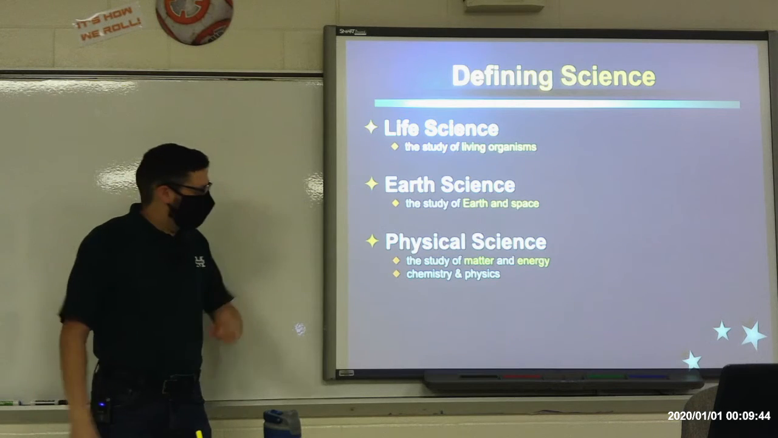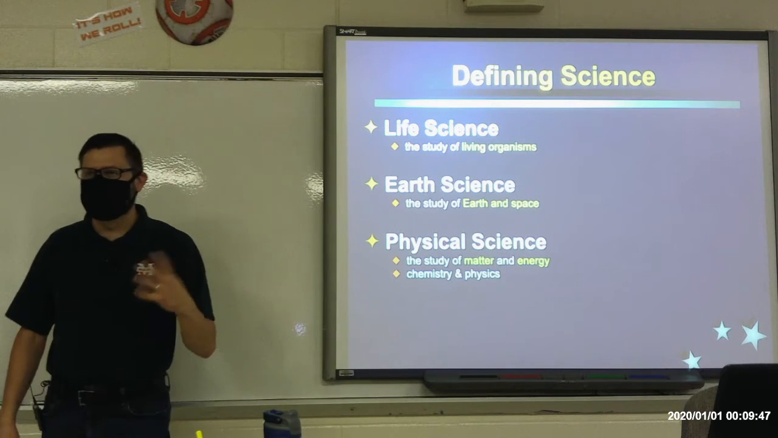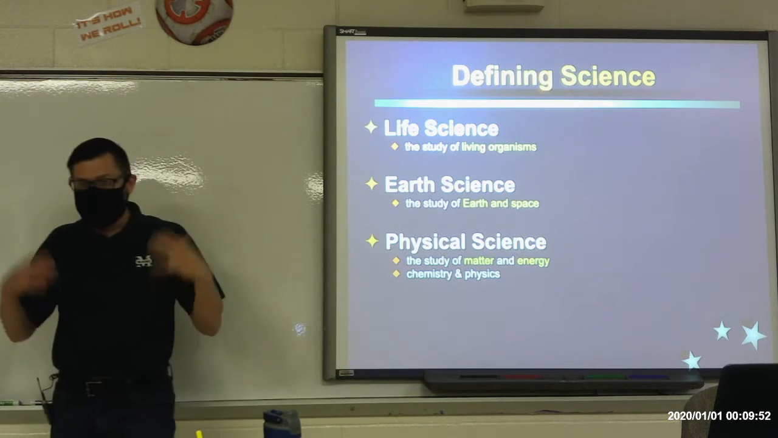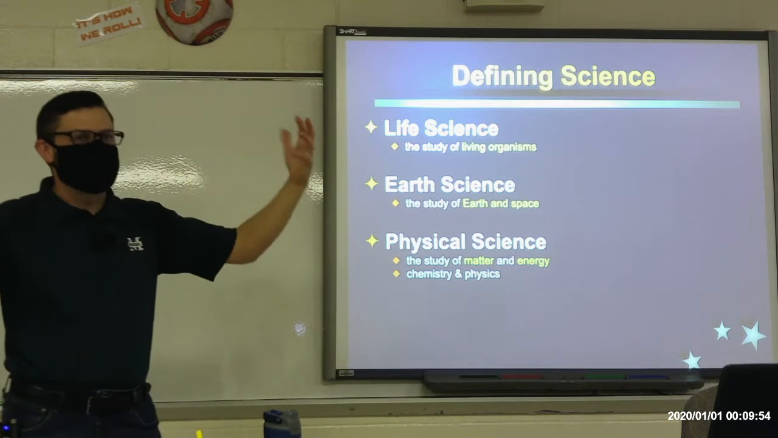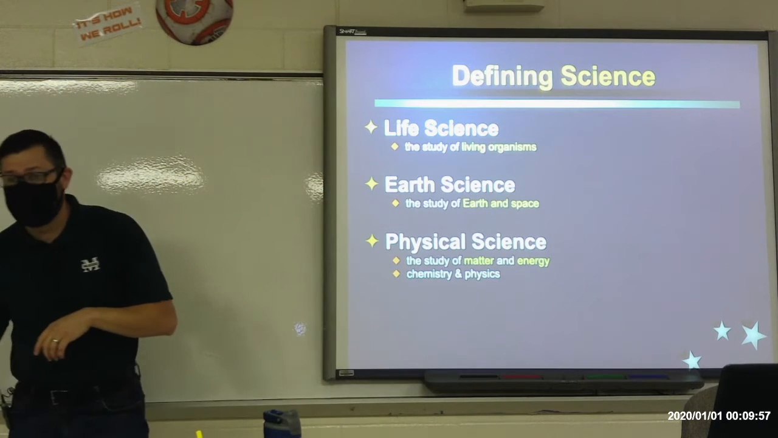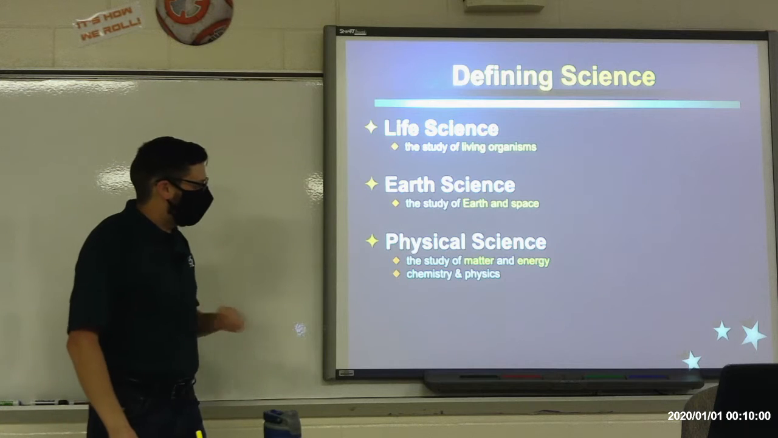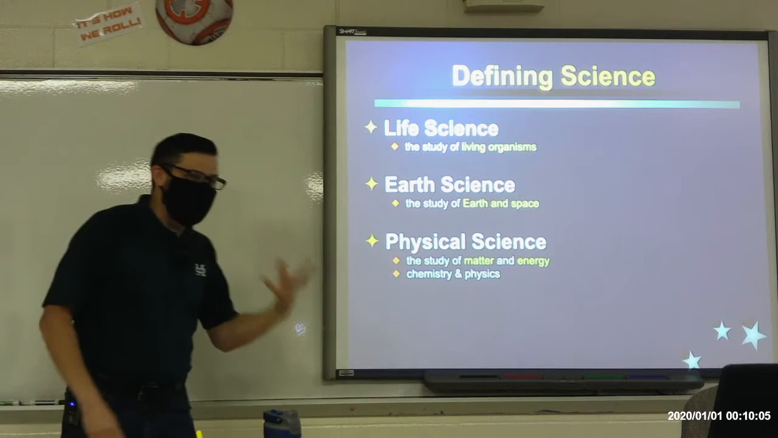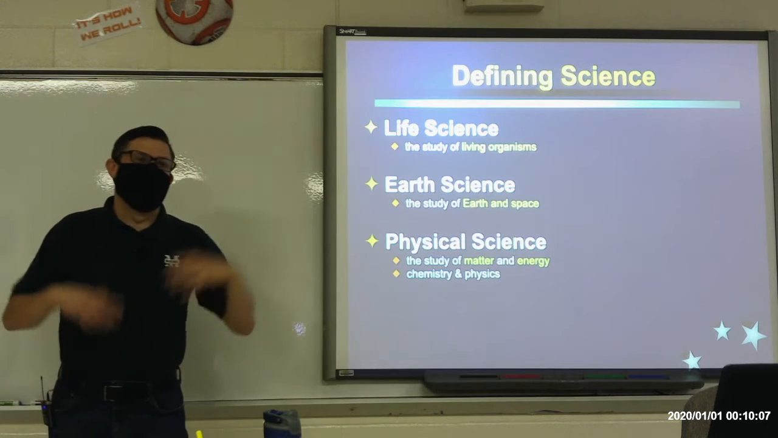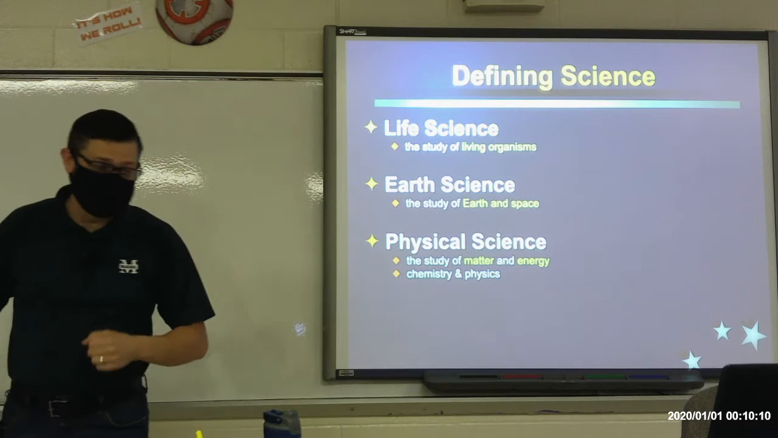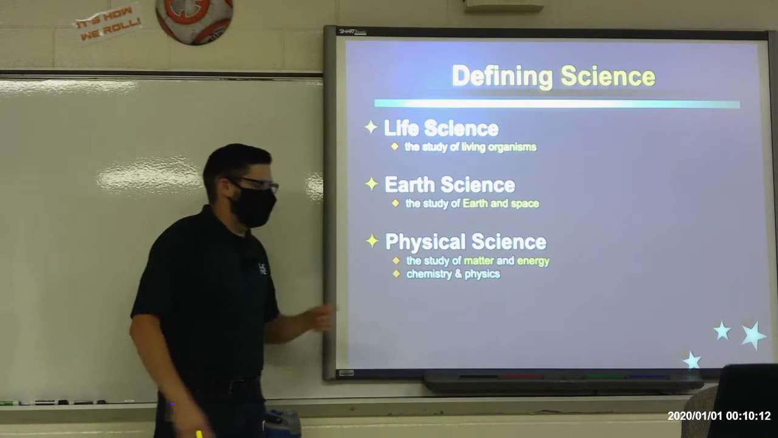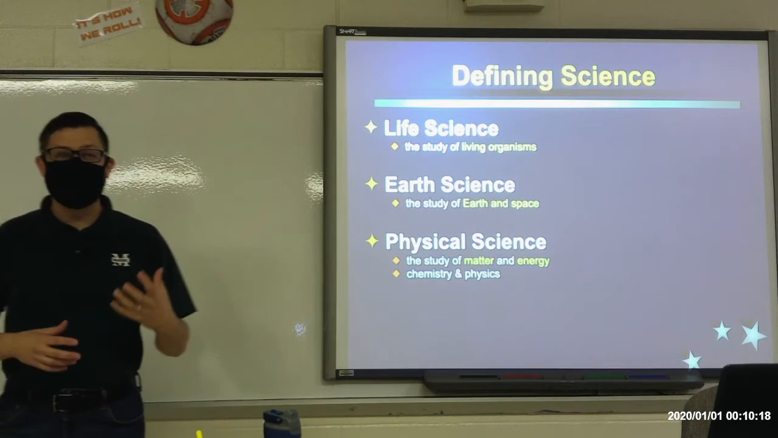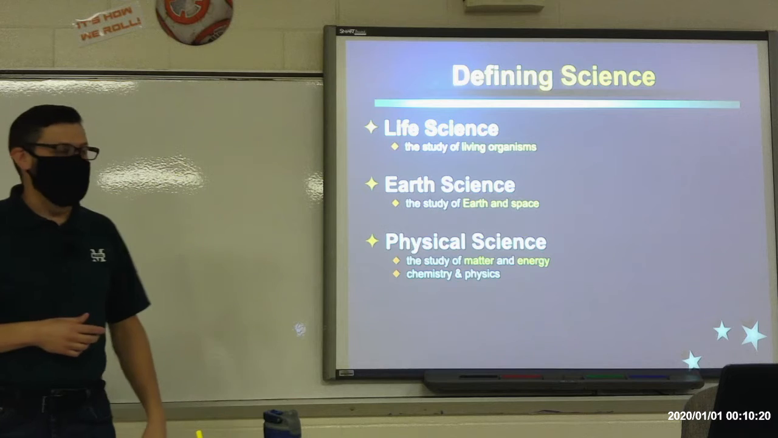Probably last year, you were studying earth science, or what is sometimes referred to as earth space science. This is, of course, the study of the earth and the planets and the stars and the space and the cosmos and the universe in general. And then we have physical science. Physical sciences are the study of the matter and the energy that makes up the earth and the universe in general. And physical science incorporates things like chemistry and physics. But also things like engineering fall into the physical sciences.